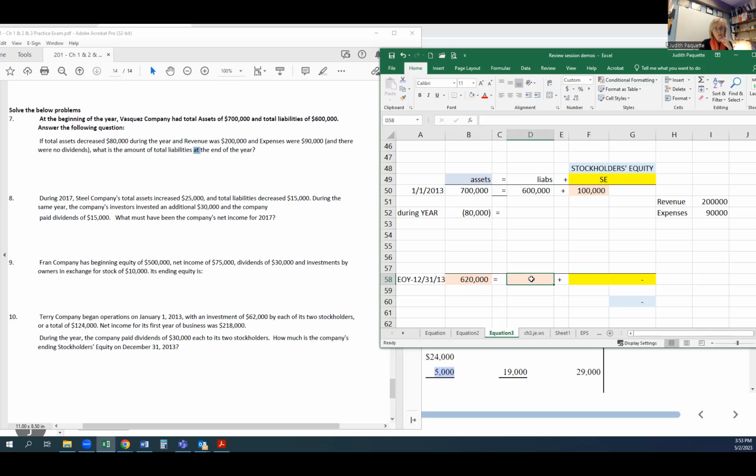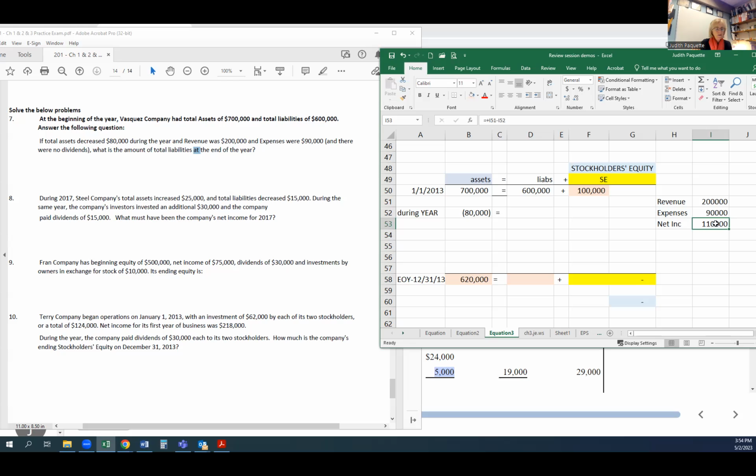Okay. So we still don't know what the end of year liabilities are, but we have a little more information about stockholders' equity. We know that revenue was 200 and expenses were 90. So if you know revenue and you know expense, you can calculate net income, right? What is net income? Good, 110. Revenue minus expense, okay?